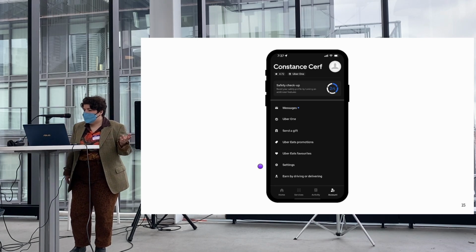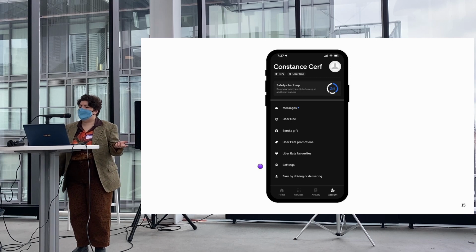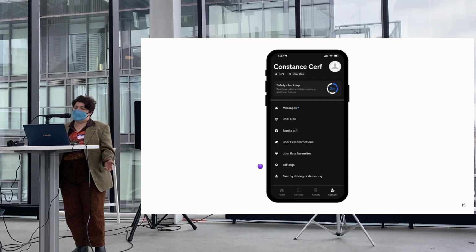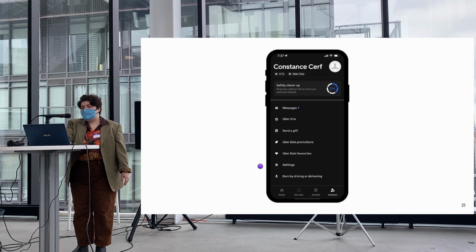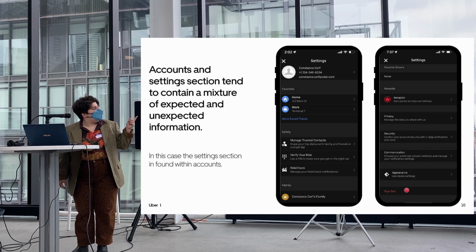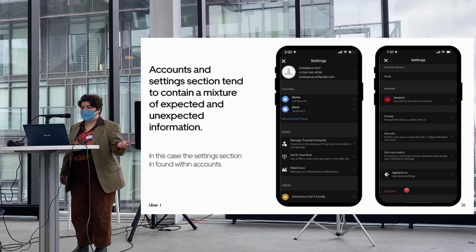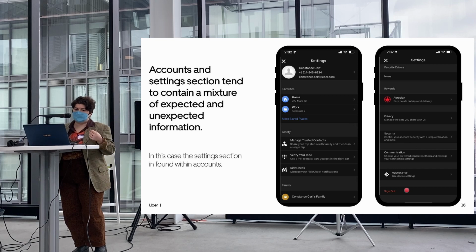Then we have messages, send a gift, Uber Eats promotions, that's for a different app, Uber Eats favorites, okay. And then inside of account we have settings. Now I don't know if I would have expected that. So I went deeper, and then here we have my name, my number, and my email address. I'd actually have expected that on the previous page. That feels like more accounts and settings. Then we have safety, privacy, security. Okay, probably more expected within the settings section.